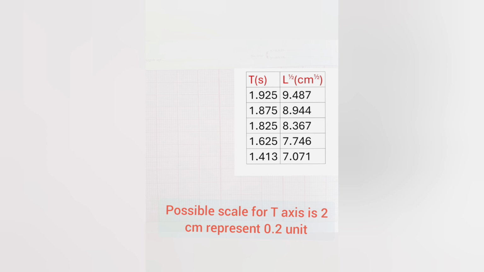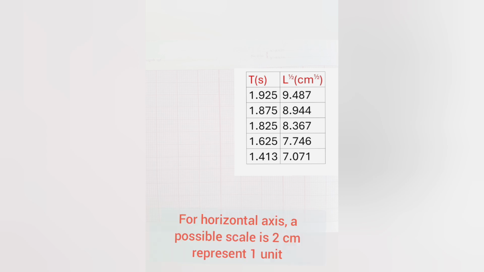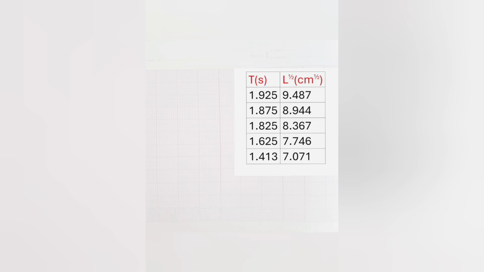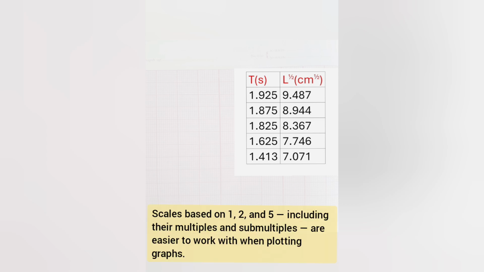You can do the same calculation for the horizontal or root L axis. Doing this involves dividing 10 by 10 to get 1. So for the horizontal axis, a possible scale is 2 centimeters represent 1 unit. When selecting a suitable scale, please go with numbers like 1, 2 or 5. For example, 2 centimeters represent 0.1, 0.01, 0.2, 0.02, 0.05 and so on. These numbers are easier to work with when graphing.